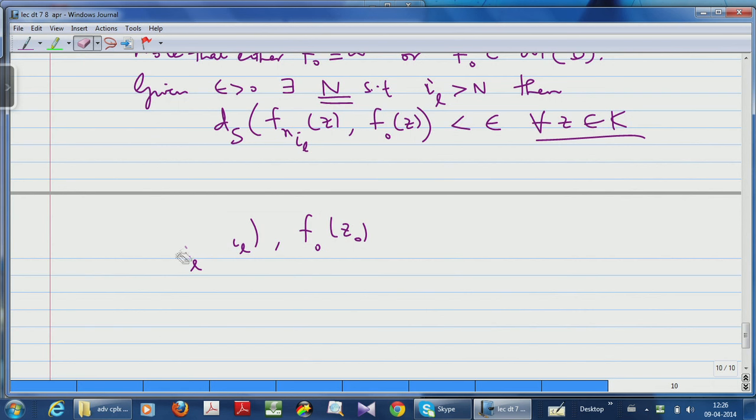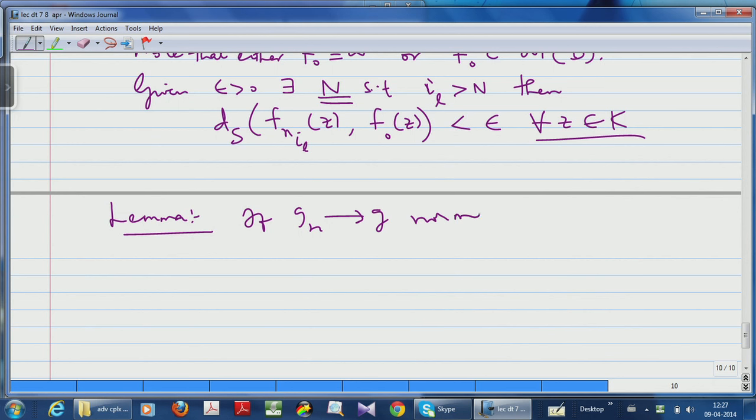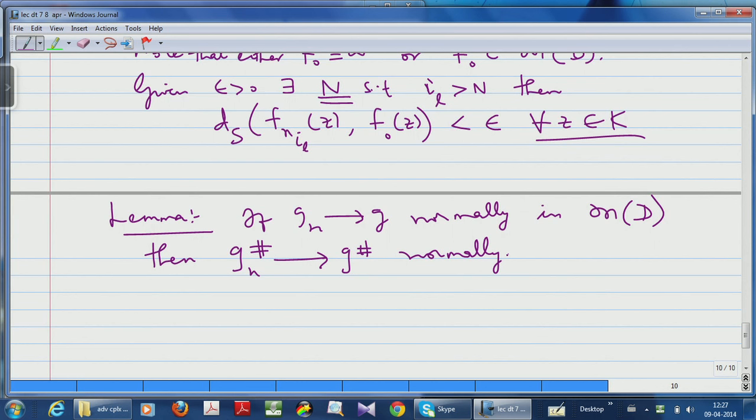Yeah, so the first statement I need to make is the lemma that I had rubbed out last time. This lemma says that if G_n converges to G normally, then the spherical derivatives also respect that. So the spherical derivatives of the G_n will go to the spherical derivative of G normally. This is the lemma that I rubbed out, which we need to use at this point.